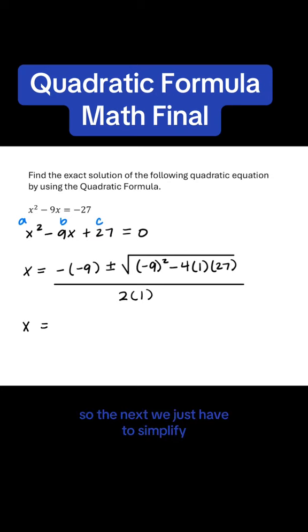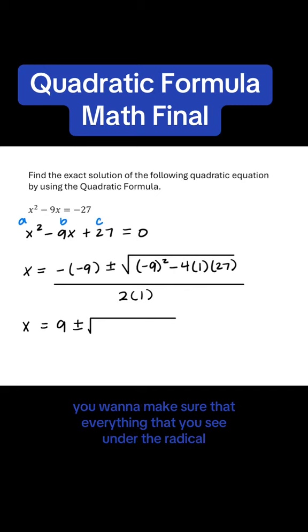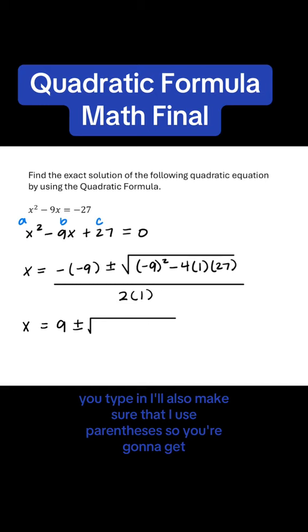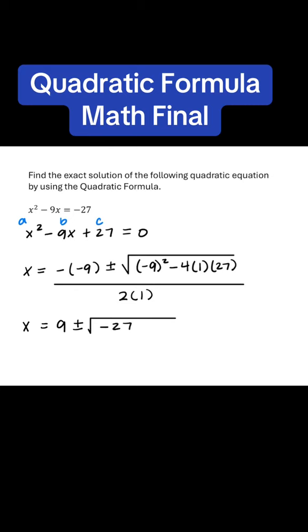So next, we just have to simplify. We know that 2 negatives make a positive, so we have a positive 9 here, plus or minus the square root of. You want to make sure that everything that you see under the radical you type in. I will also make sure that I use parentheses. So you're going to get negative 27. And then we're going to divide that by 2 times 1, which we know is 2.